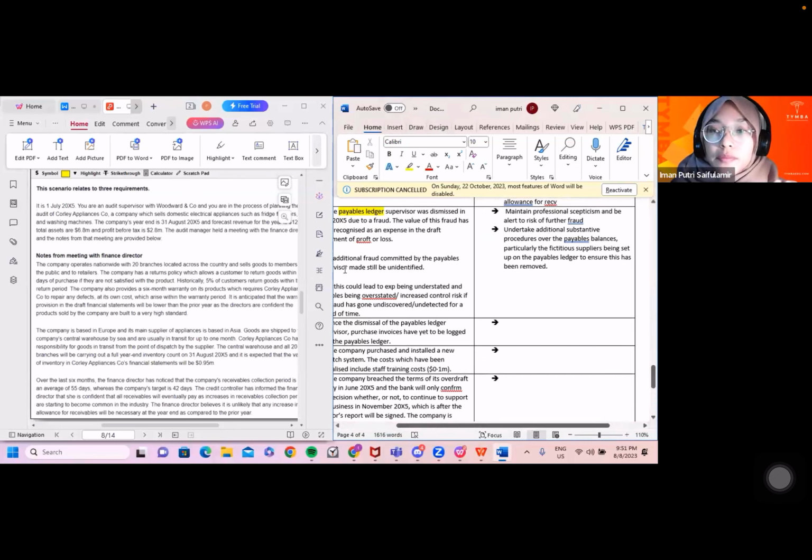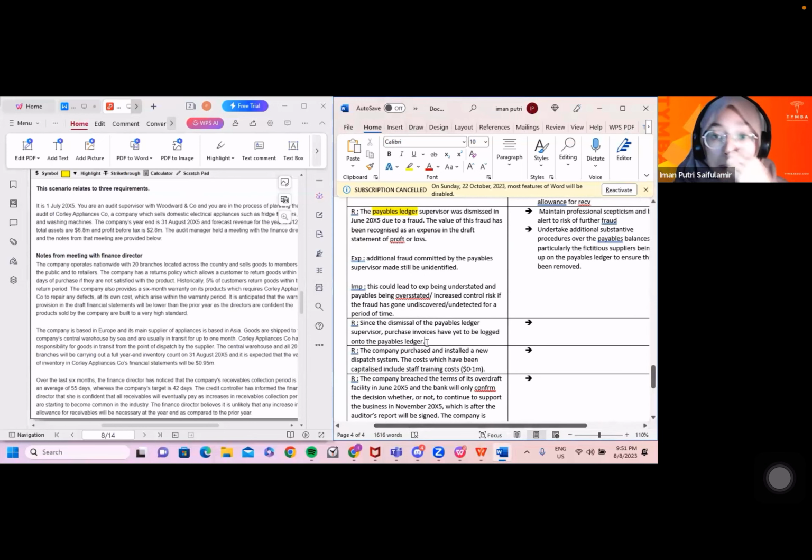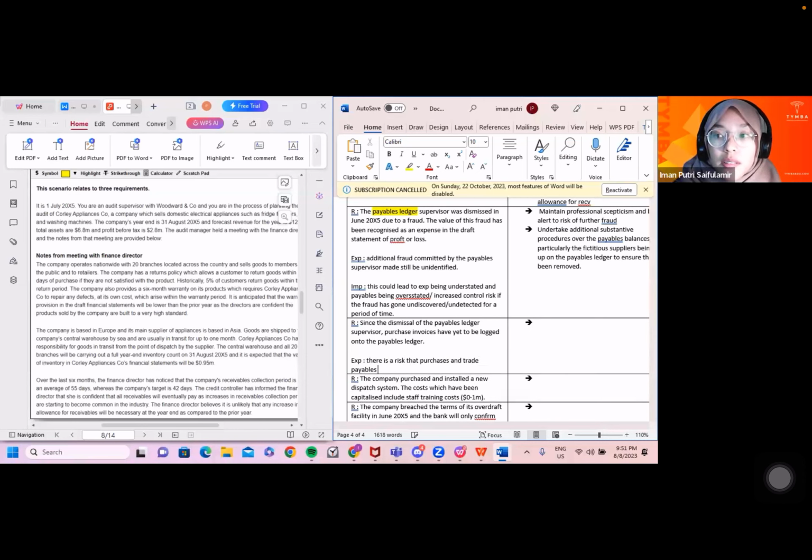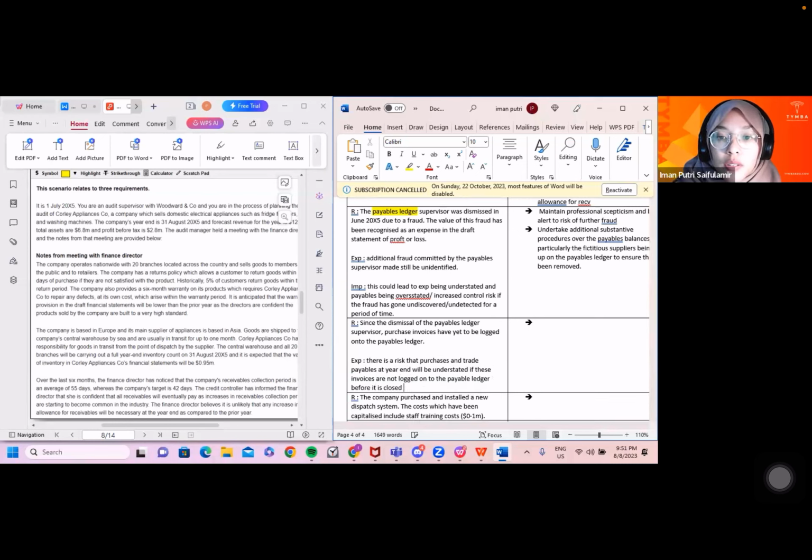Okay, next point. Purchase invoice has yet to be logged onto the payables ledger. Okay, basically this is based on the incompleteness. There is an incompleteness of the purchases and payables. So there is a risk that purchases and trade payables at the year end will be understated if these invoices are not logged onto the payable ledger before it is closed down for the year. Okay, so that's pretty much it.